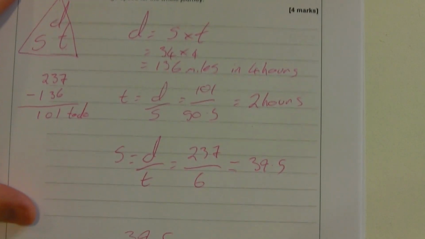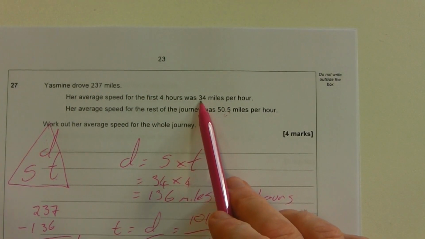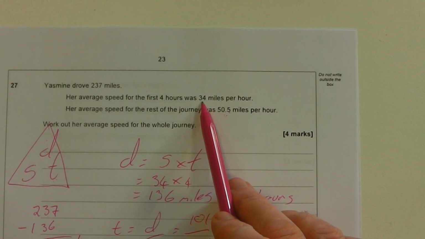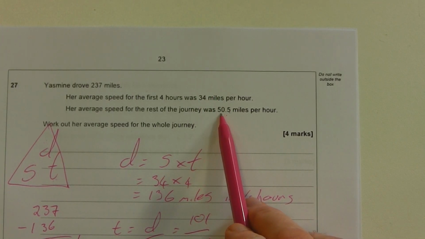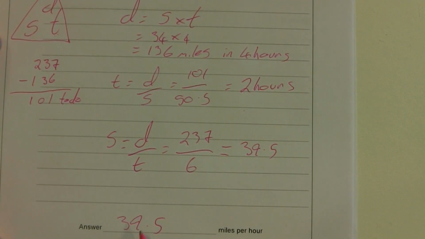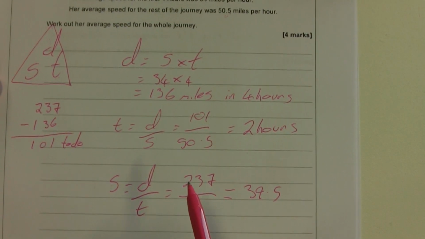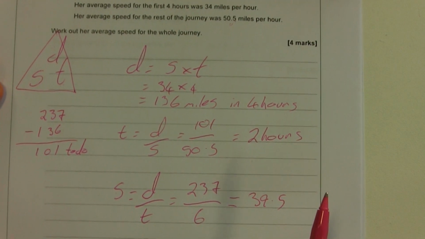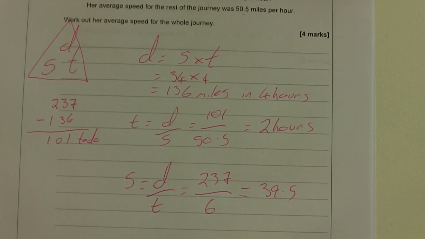And when we check that against the originals, in the first 4 hours we did 34 miles an hour. The second part was faster, so that means the average overall is going to be between those two. Okay, if you end up with something higher than both or lower than them both, you know there's a mistake somewhere. Okay, so that's all the working out for that one. But remember that triangle. So that was question 27.